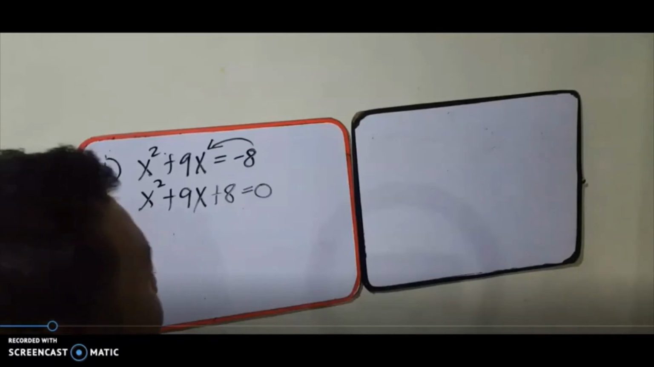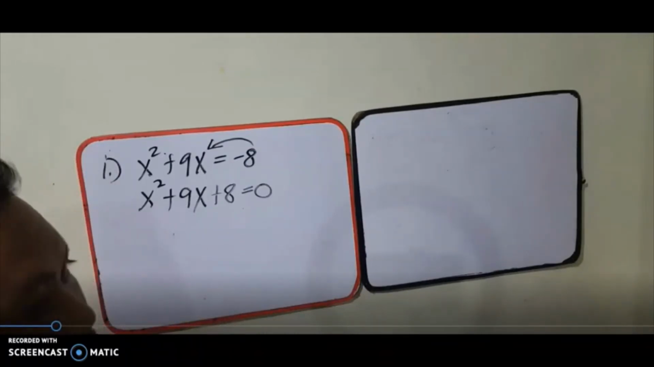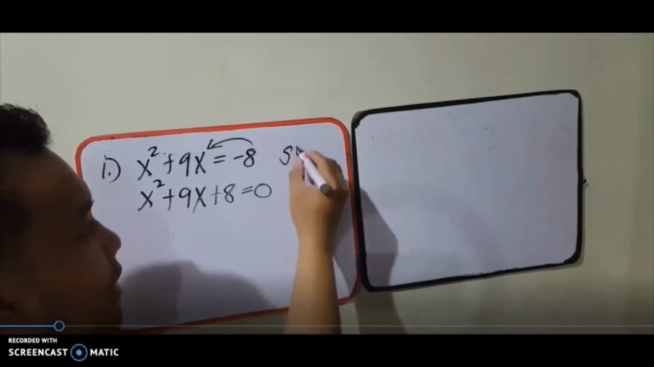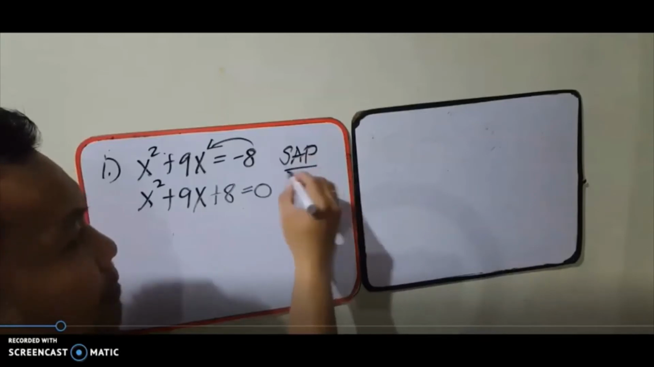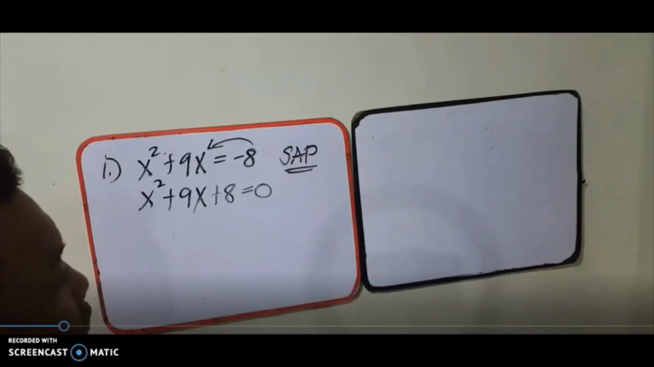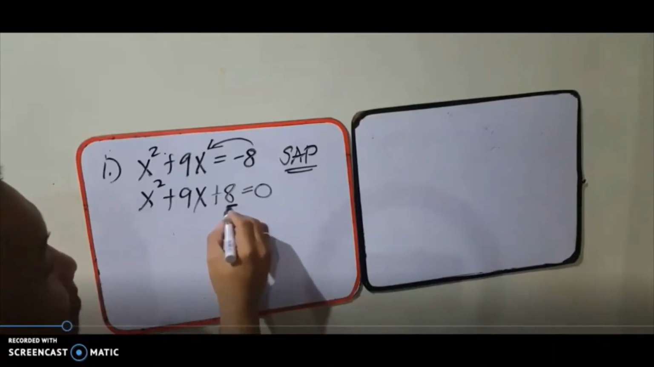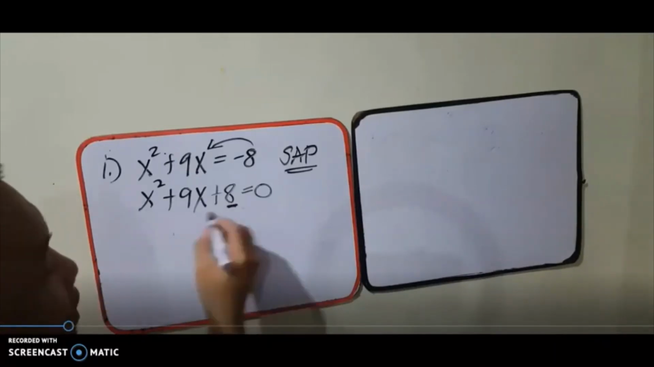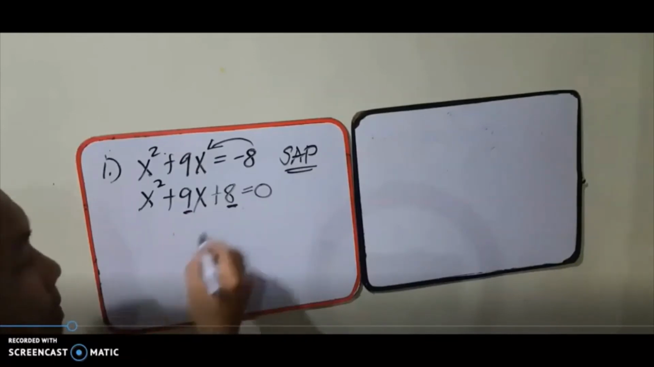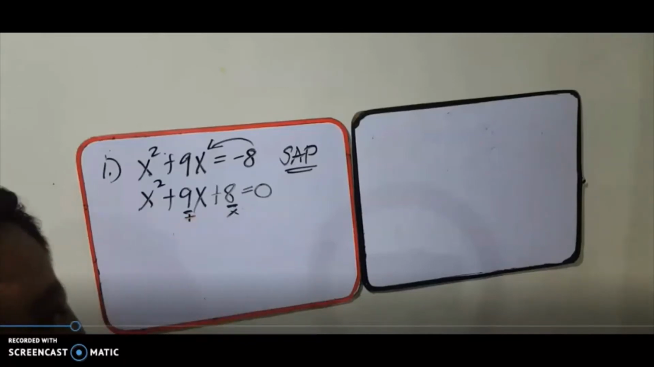Since it's already written in general form of the quadratic equation, we are now going to use factoring to solve for it. We are going to apply the sum and product method to solve this quadratic equation. What do we mean by sum and product? This last term should be the product, while this numerical coefficient at the middle term is the sum. This is the product, and this is the sum.